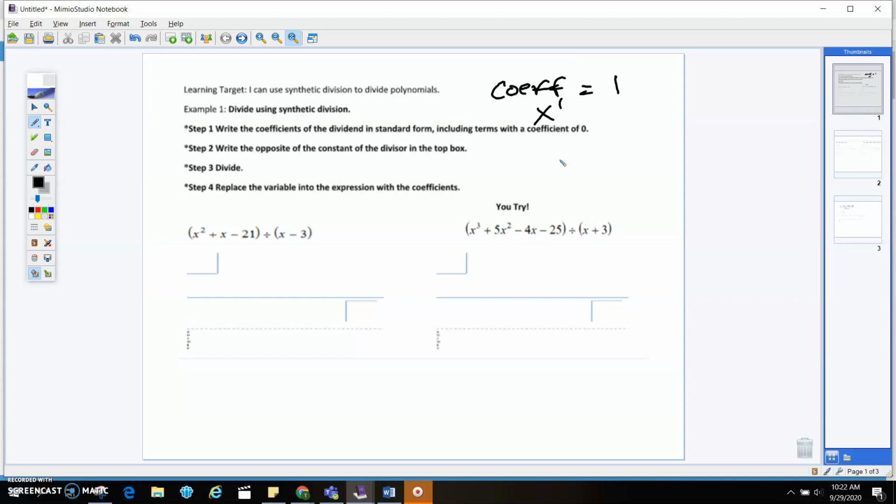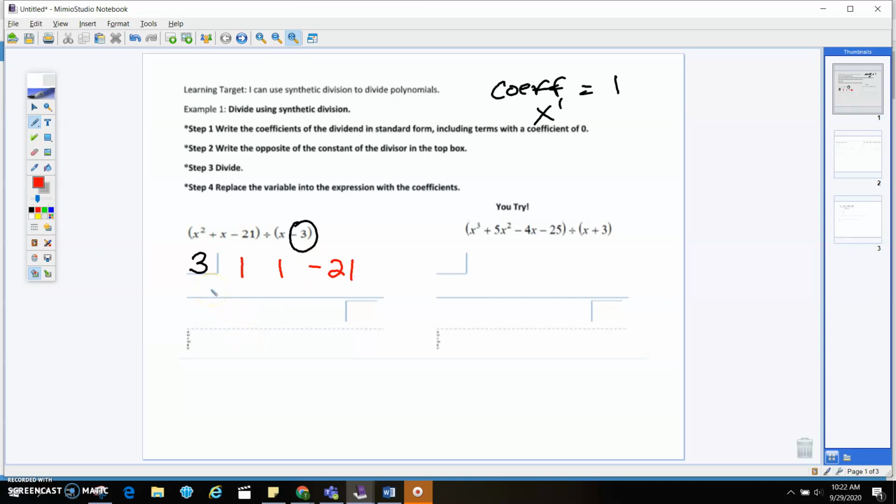Sometimes a lot of people mess up with long division. So we already noticed that we've got an exponent of 1 and a coefficient of 1, so we're good to go. The next thing we're going to do is change the sign of this term right here and put it in this box. Then we're going to list out our coefficients from the dividend up in the front: 1, 1, negative 21.